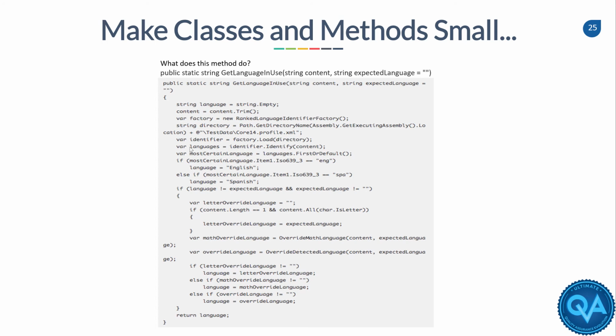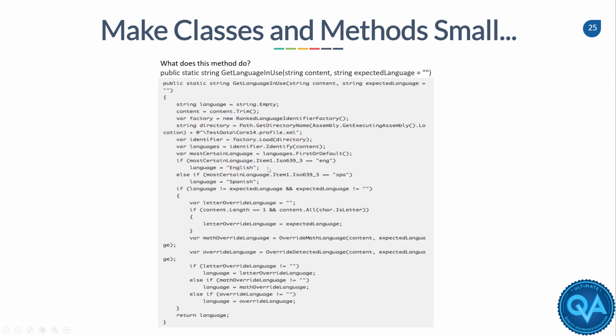Let's take a look inside. So it's trimming some content, okay? Then there's some ranked language identifier factory that's being created, and then we're getting some kind of a pass and creating some XML. Then we're loading something. Then we're identifying something, okay, language. And then there's a most certain languages, and they're getting sorted first or default.